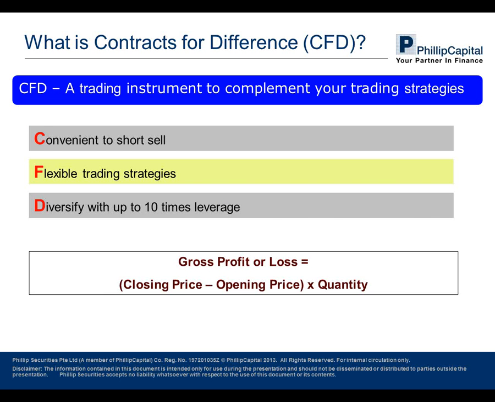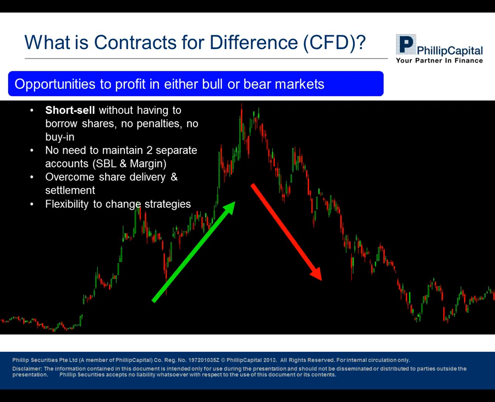Contracts for difference, CFD, is a trading instrument that should complement your existing portfolio and your trading strategies because it's convenient to short sell and flexible, and allows you to do several kinds of trading strategies. You can trade with up to 10 times leverage. As I said, it allows you to short sell without having to borrow your shares, so there are no penalties unlike traditional stocks. You only need to do this under one account. You do not need to maintain an SBL or a margin account. If you have a Poems account or a CFD account, you can just do this. Therefore, it allows you to change your strategies very flexibly.